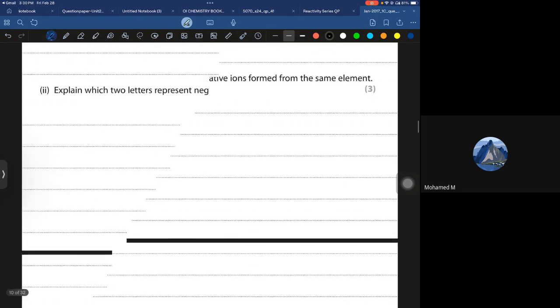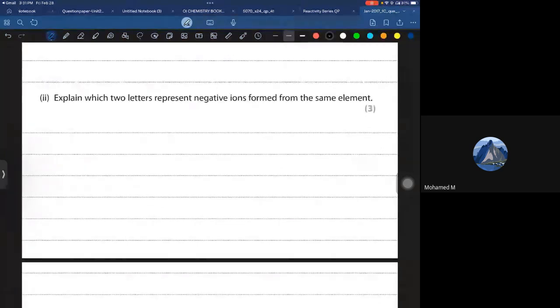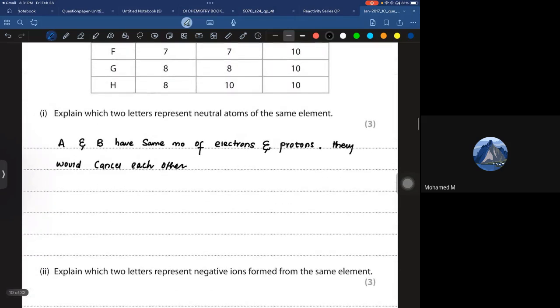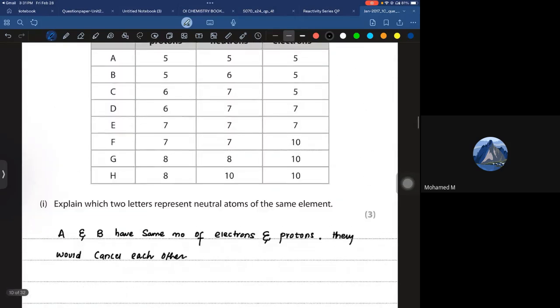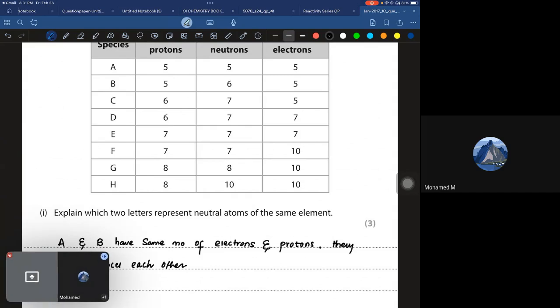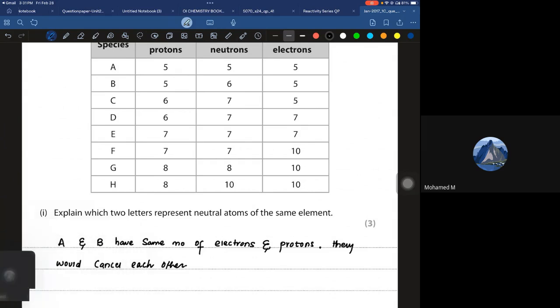Which two letters represent negative ions formed from the same element? Formed from the same element, negative ions. How can you identify which ion is negative? Negative means they have more electrons than protons, okay? And positive means they have more protons than electrons, right?